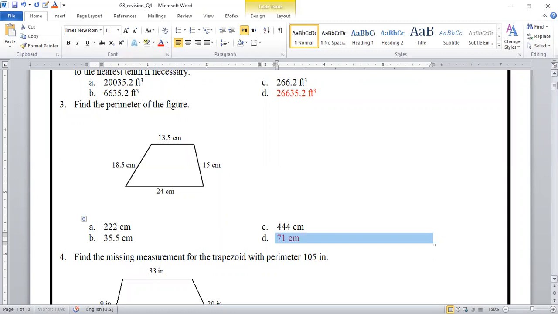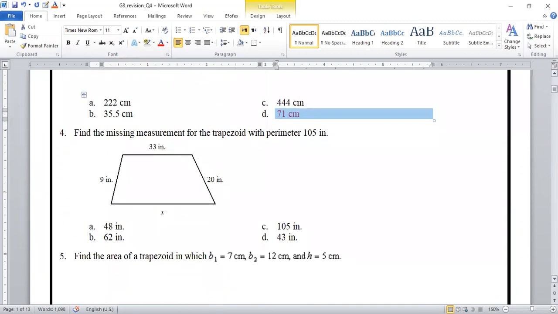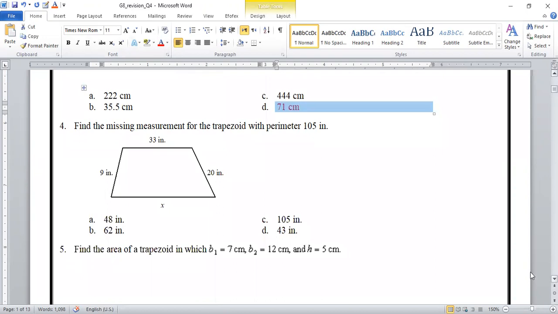The answer is number D. Find the missing measurement for the trapezoid with perimeter 105 inches. From the previous question, we know that the perimeter of a trapezoid equals the summation of all side lengths.